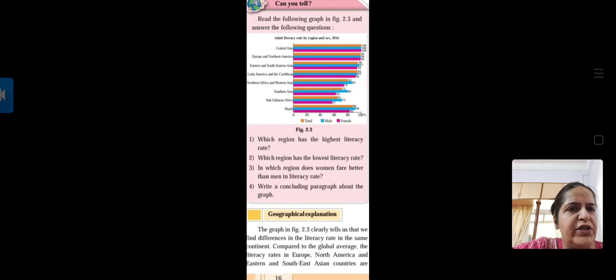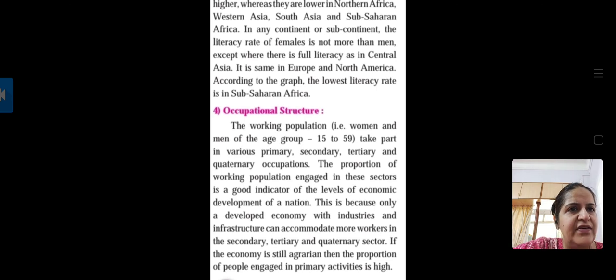The graph in figure 2.2 clearly tells us that we find differences in the literacy rate within the same continent. Compared to the global average, the literacy rates in Europe, North America, and Eastern and Southeastern Asia are higher, whereas they are lower in Northern Africa, Western Asia, South Asia, and Sub-Saharan Africa. Definitely, where there is no access to educational facilities, you will see a low literacy rate. Where there are educational facilities and health and medical facilities, you will see growth in literacy rate.